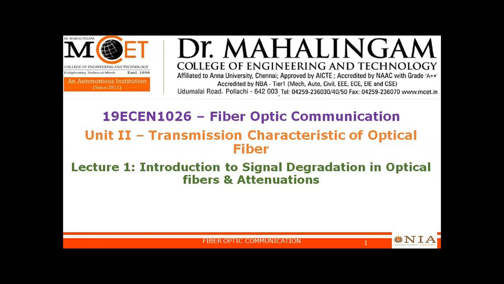So based on signal loss, or signal strength only, we are deciding the repeaterless transmission as well as the amplifierless transmission, as well as how much distance we can offer between transmitter and receiver without using the repeater. Since the cost of a repeater or regenerator is very high, we have to reduce the fiber loss as much as possible. The fiber loss mainly happens due to attenuation.